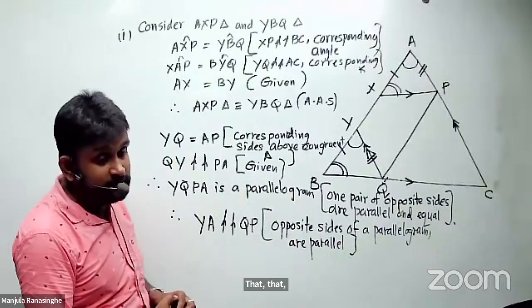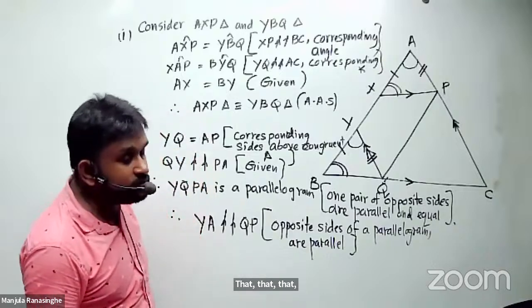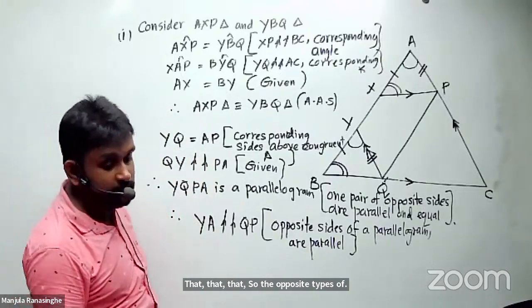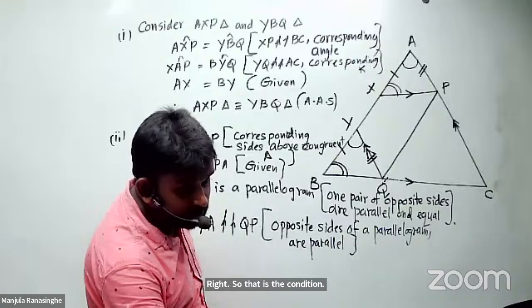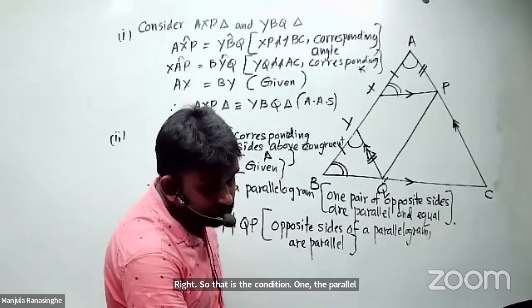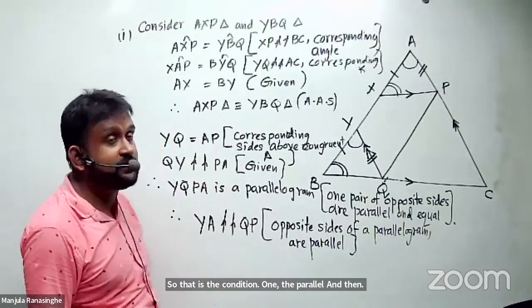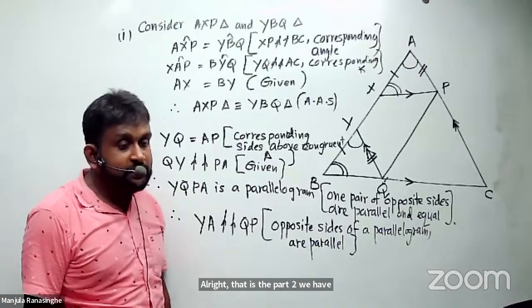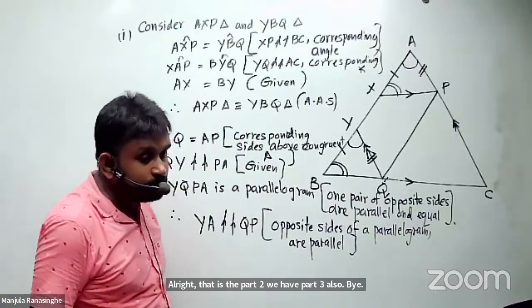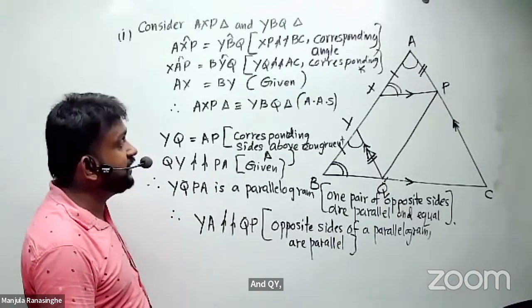Right. So the opposite sides of parallelograms are parallel. Right. So that is the condition. First one, to prove the parallel. All right. That is the part 2. We have part 3 also. Right. Part 3, the line PX and QY produced meet at D.